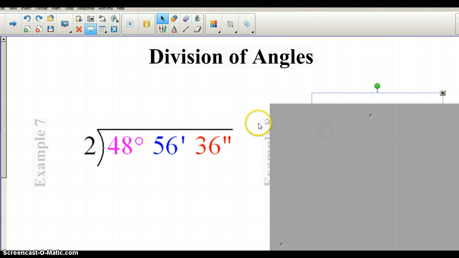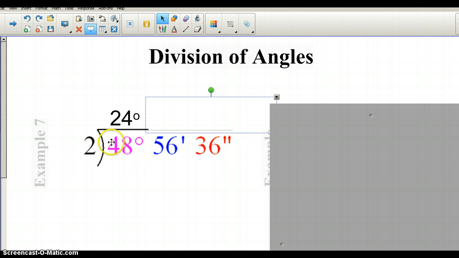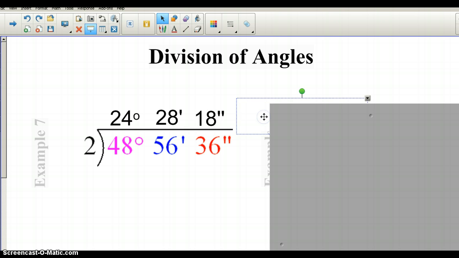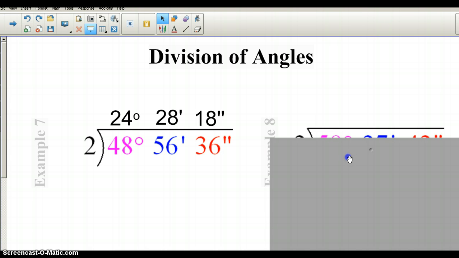Division, a little complicated. If it just divides, 2 goes into 48 how many times? 24. 2 goes into 56 28 times. 2 goes into 36 18 times. Done. This isn't bigger than 60. This isn't bigger than 60. We didn't have to borrow or give anything away. Extremely easy. Here's the problem.